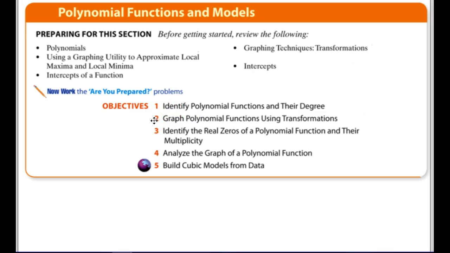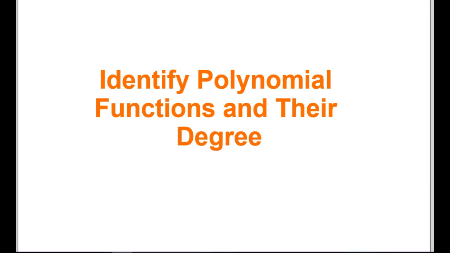our transformations. And we've used these transformations on many other families of functions before, so we're going to use these same transformations. We're going to find the real zeros and their multiplicity. Then we're going to look at some graphs of those polynomial functions, and then we're going to look at some specific polynomials. We're going to look at some cubic models.